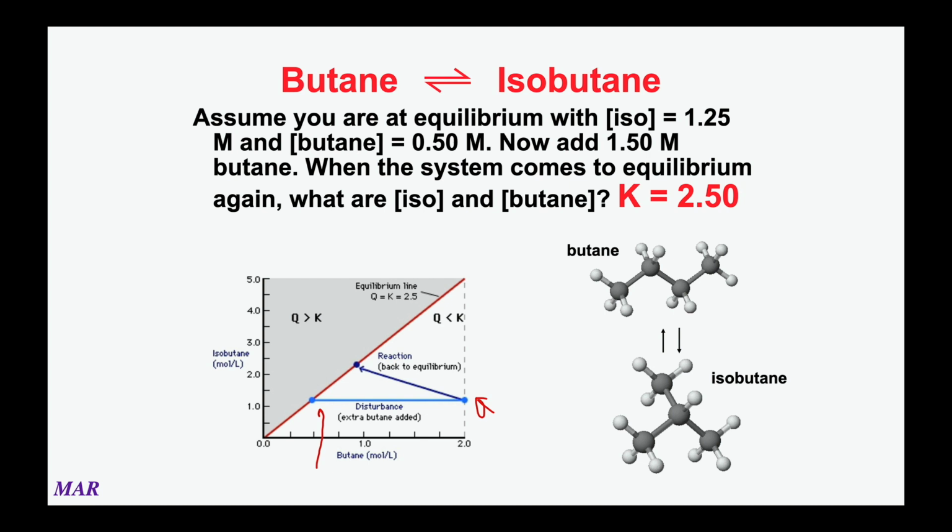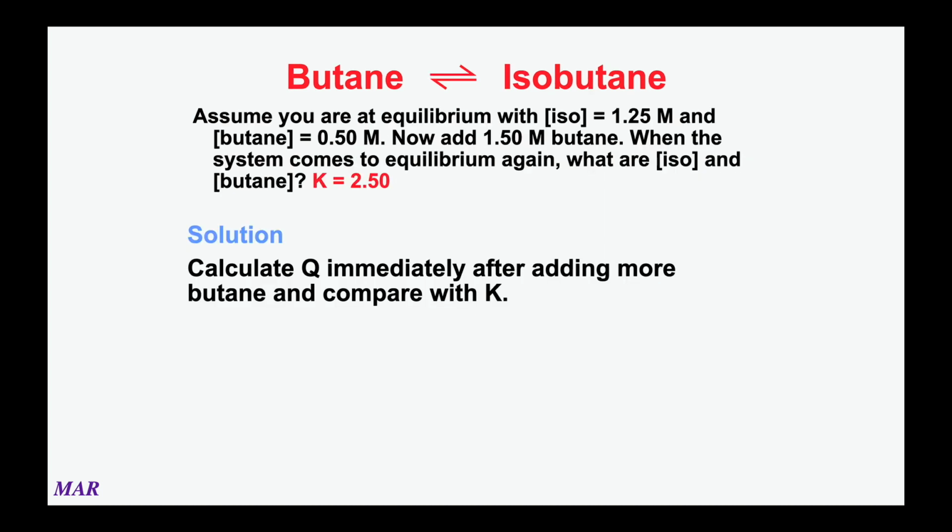So mathematically, this is what's happening. Below the 2.5, you can see that's where Q is less than K. And above the line right there is where you'd have Q greater than K, where you'd have too much product relative to reactant. So that's another way you can think about equilibrium if you want to. What you can do is right away calculate Q once you've added the additional 1.50 molar butane.